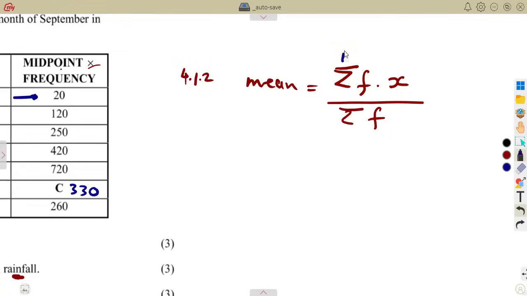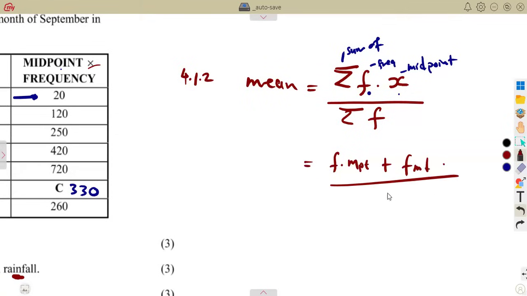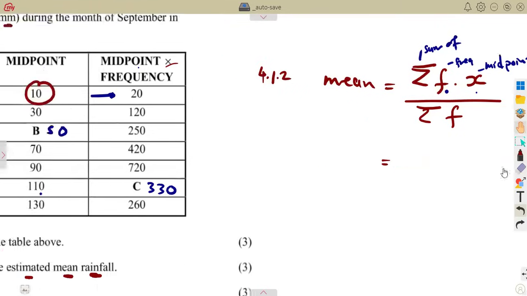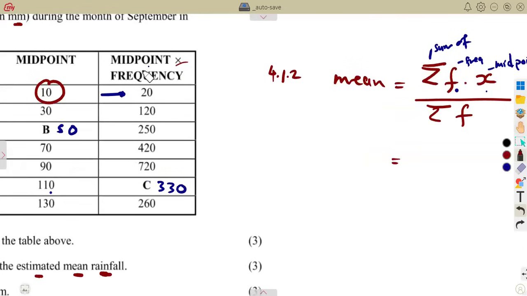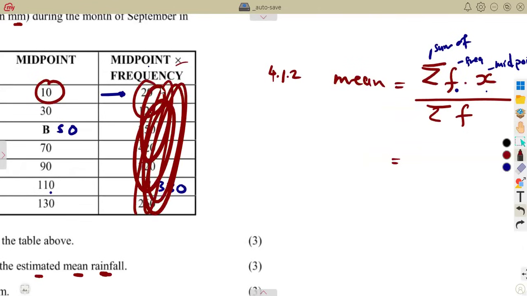So this is simply the total sum of frequency times midpoint. This is frequency, and this represents midpoint. You have to add frequency times midpoint, plus you move on, frequency times midpoint, and you add them over the total frequency together. That is what it means. You multiply frequency and the midpoint. Already, if you check, they already multiplied the midpoint here for us.